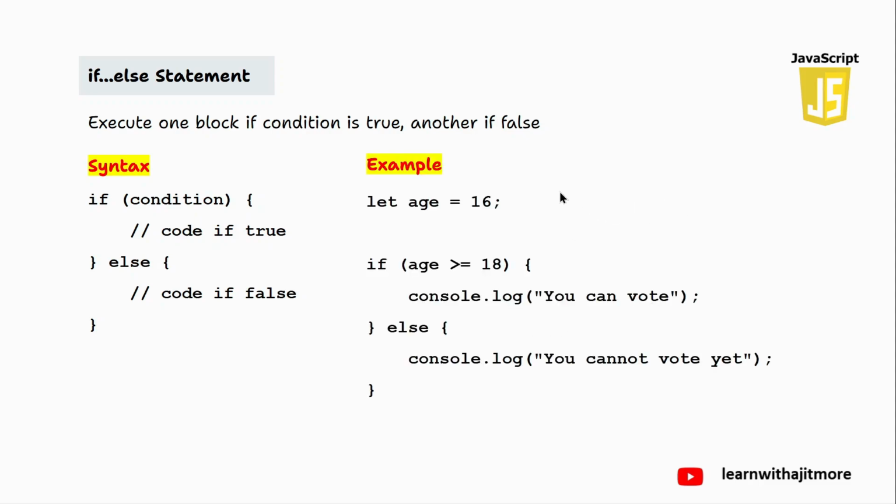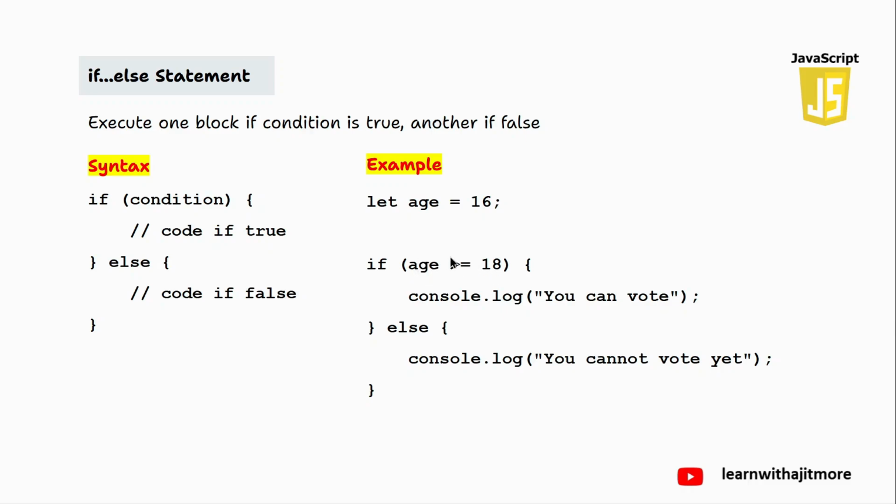Just a quick example. Here you can see I'm creating one variable, age, and whatever value is assigned to it. As I said, we can accept it from the user through an HTML form, and then that value we can use further. Here I'm checking whether age is greater than or equal to 18.